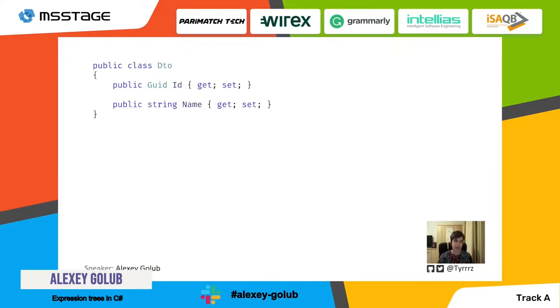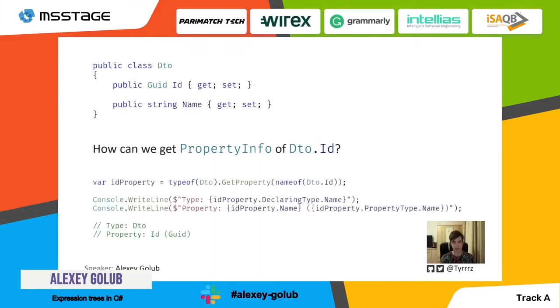So here we have a class called DTO, and this class has two properties. One of them is called ID, which is of type GUID, and then we have Name, which is of type string. And let's assume we, for some reason, want to get the property info of DTO ID. And to do that, we can simply just use reflection. So we can just get the property using typeof DTO, GetProperty with the name of DTO ID, and that works, and we get all the information associated with that.